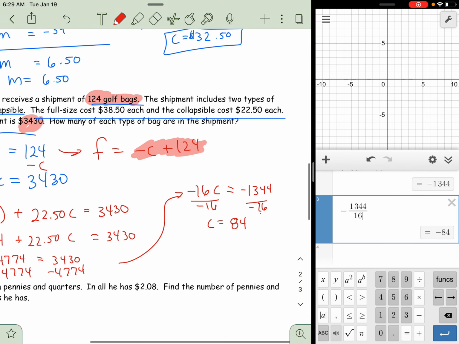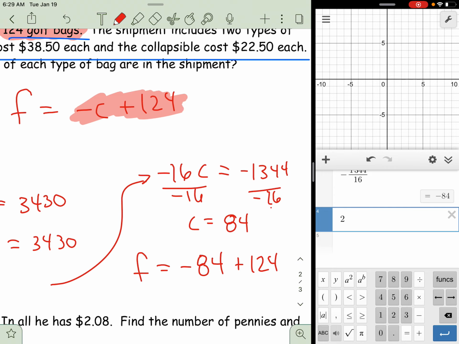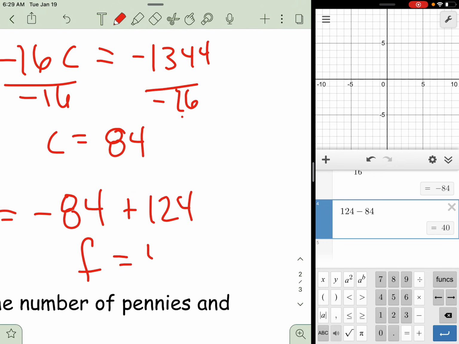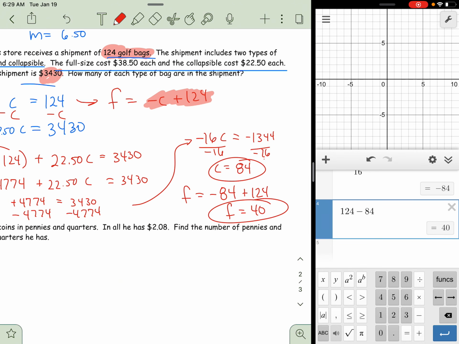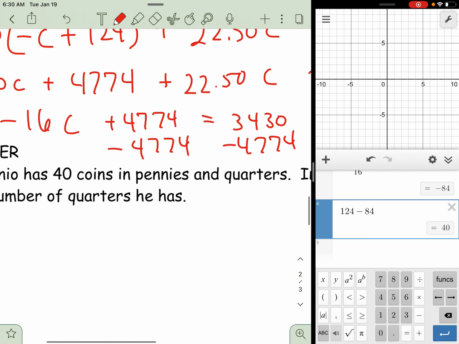So 84 collapsible bags. Okay, so then how many full-size bags? Well, I'm going to plug it back in right here. So f is negative 84 plus 124. So 124 minus 84, which is 40. Okay, so you have 84 collapsible, 40 full-size bags. Okay, so a little bit more work there. It had some weird numbers and some decimals, but not terrible if you just follow along the same steps and use a calculator.